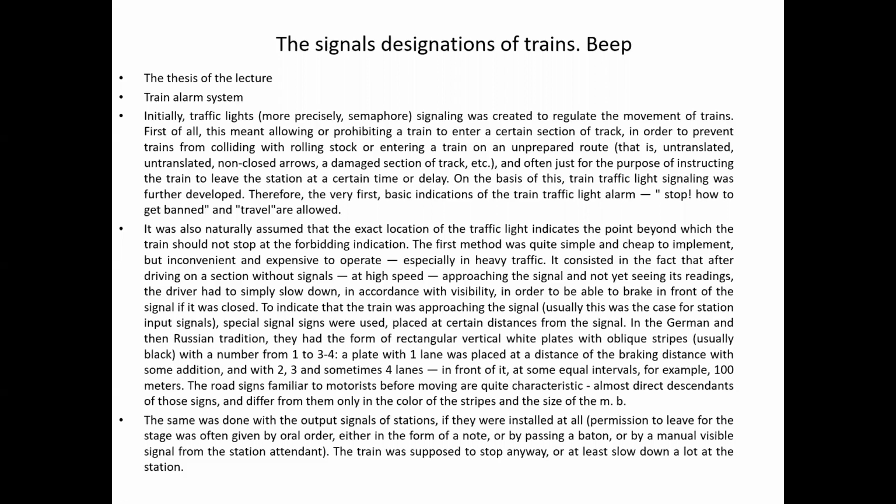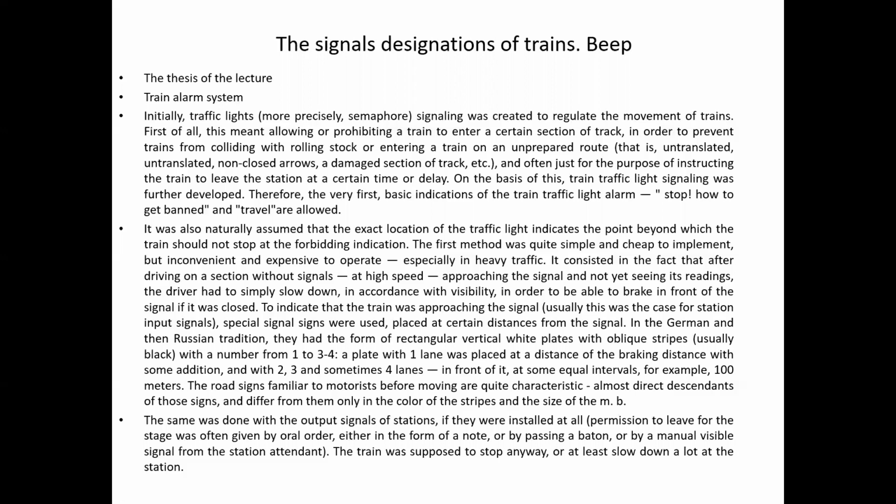To indicate that the train was approaching the signal, special signal signs were used, placed at certain distances from the signal. In the German and the Russian tradition, they had the form of rectangular vertical white plates with oblique stripes, numbering from 1 to 3 or 4. The plate with one stripe was placed at the braking distance with some addition, and those with 2, 3, and sometimes 4 stripes in front of it.